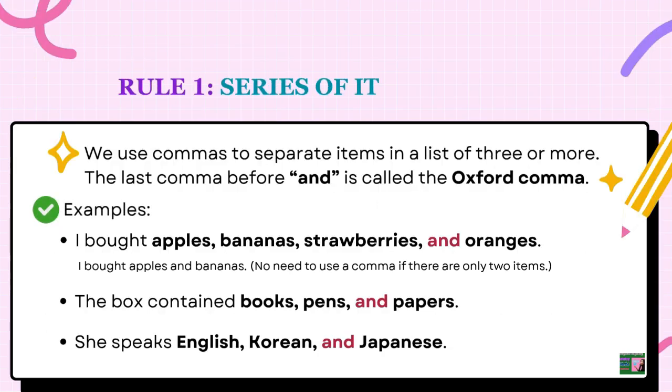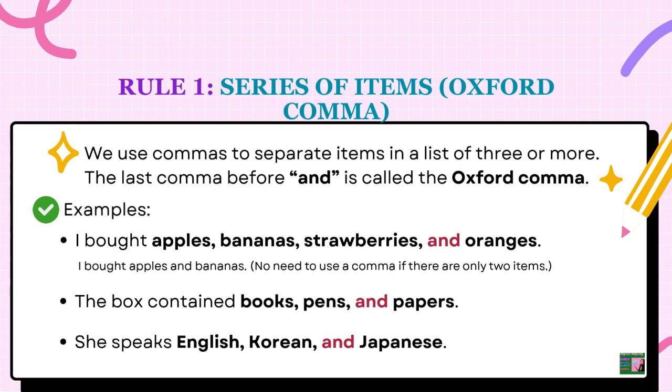Rule 1 is about using commas in a series of items, and this includes what we call the Oxford comma. We use commas to separate items in a list of three or more. The last comma before "and" is called the Oxford comma. For example, I bought apples, bananas, strawberries, and oranges.